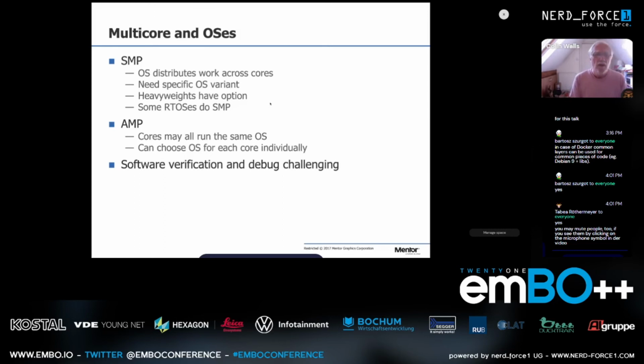With AMP, cores may all run the same OS if that suits you, but you have the freedom to choose the OS for each core individually. And that gives you the opportunity of optimizing the functionality of each core. It's a big subject, and I can't go into it in detail today, but verification and debugging of multi-core, multi-OS applications is quite an interesting challenge, because you do need other components as well for inter-core communication and stuff like that. As I say, that's a much bigger subject, which I don't have time to explore today.